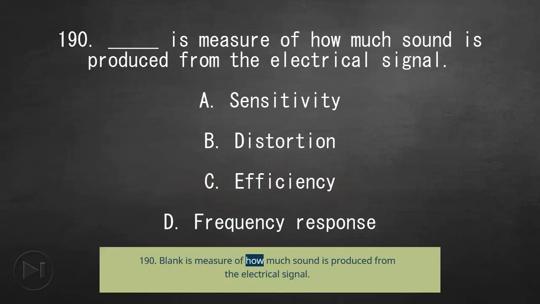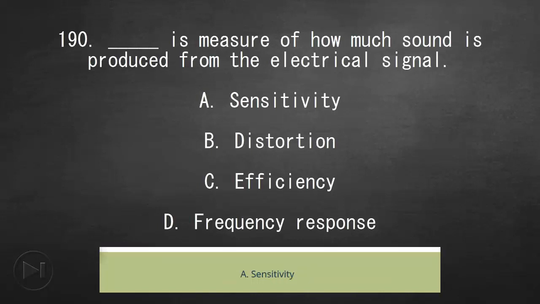190. Blank is a measure of how much sound is produced from the electrical signal. A. Sensitivity, B. Distortion, C. Efficiency, D. Frequency response. Answer, C. Efficiency.